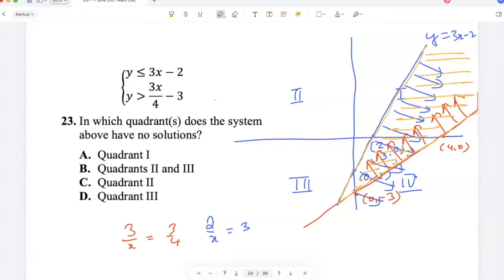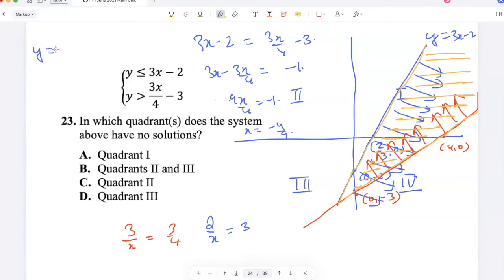So quadrant 1 has solutions, quadrant 2, and even quadrant 3. But wait, did I make a mistake somewhere? Let me find the point of intersection. What's the point of intersection for these two? 3x minus 2 is 3x by 4 minus 3. So 3x minus 3x by 4 is negative 1. So 9x by 4 is negative 1. So x is negative 4 by 9. Yeah, so x is negative 4 by 9 and y would be 3 times negative 4 by 9 minus 2. So this becomes minus 4 by 3 minus 2.